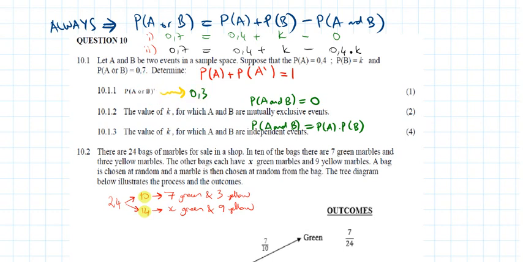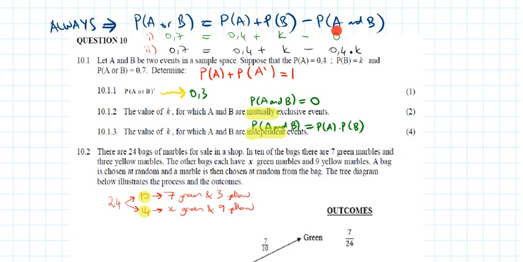Now, depending on mutually exclusive or independent event conditions, we can have different values for K. So that's what they ask. You see, for the first one, P(A and B) must be 0. So we can always use that formula. We know P(A or B), 0.7 given. We know P(A), 0.4 given. So we know P(B), that's K. We will find it. And then minus P(A and B).